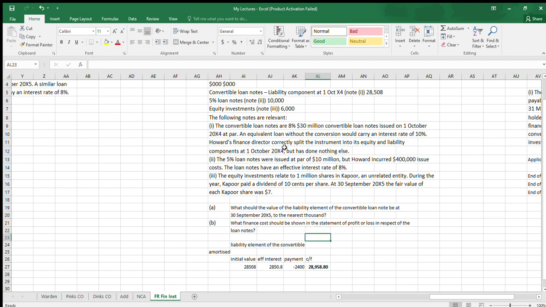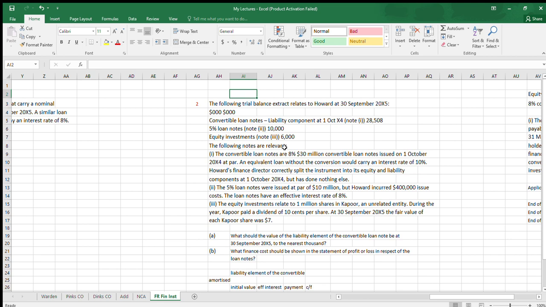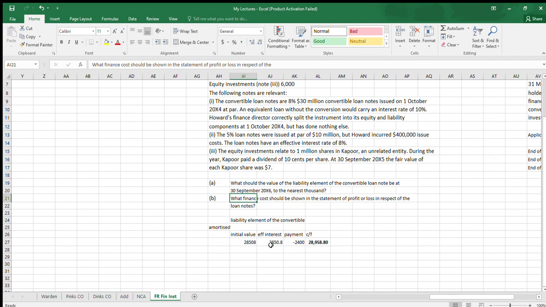You know why this is your liability component? It's because the question says, what should the value of the liability element of the convertible loan note be at 30th September 20x5. The convertible loan is 1st October 20x4, so only 1 year. If they were to ask you 30th September 20x6, from 20x4 to 20x6 is how many years? 2 years. So you do it for the next year.